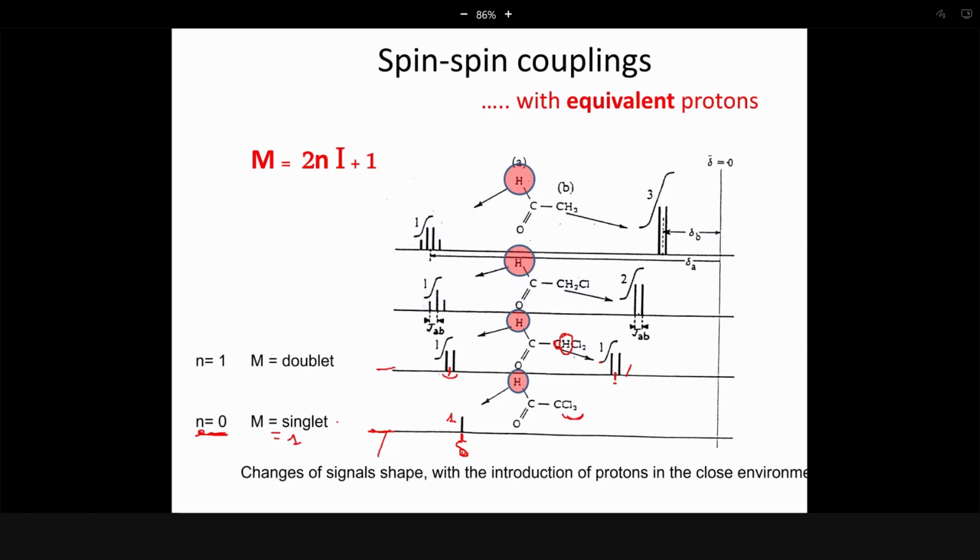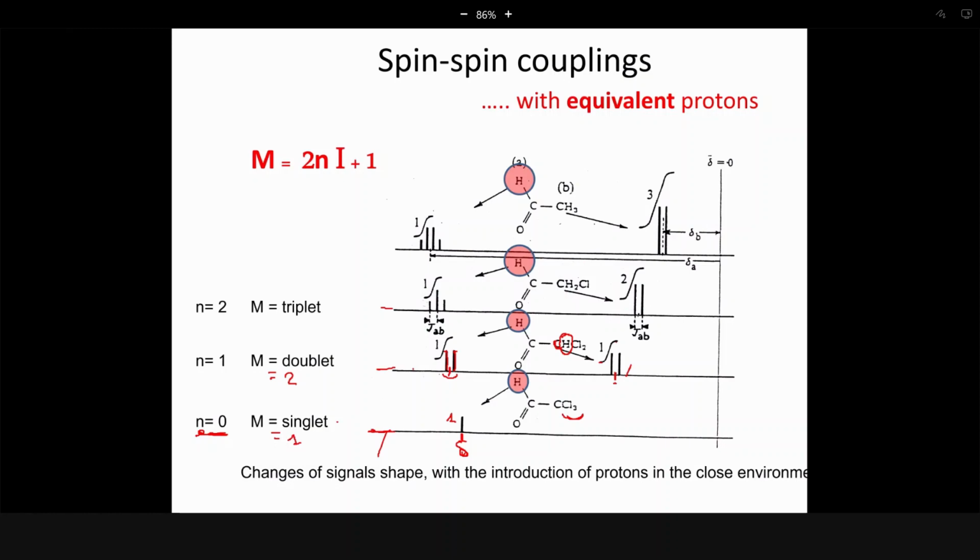Then N equal 1, M equal 2 lines. This is called a doublet. The 2 lines have the same height. Now, if I go up to the next level here, I look at the structure. Well, we can start from the spectrum.